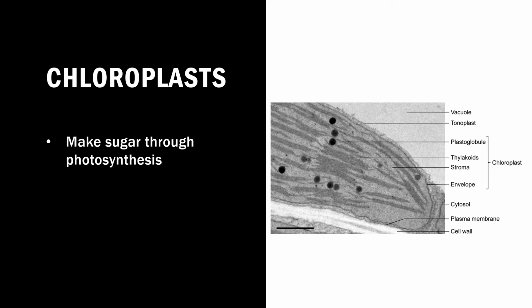And this is how the chloroplast would look like. So the entirety of this actually is the chloroplast. It is made up of the plastoglobule, the thylakoids, the stroma, and of course, it is being enveloped.